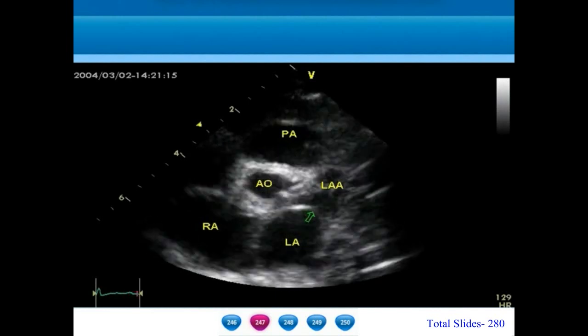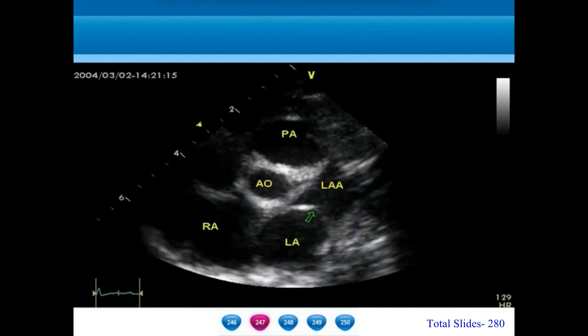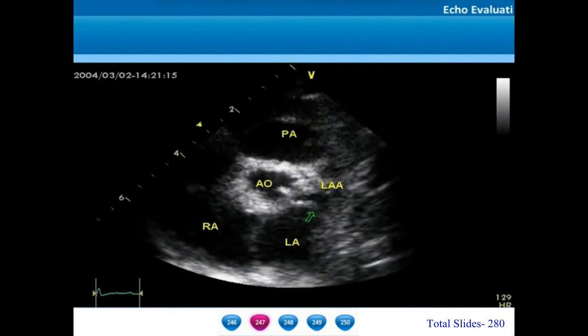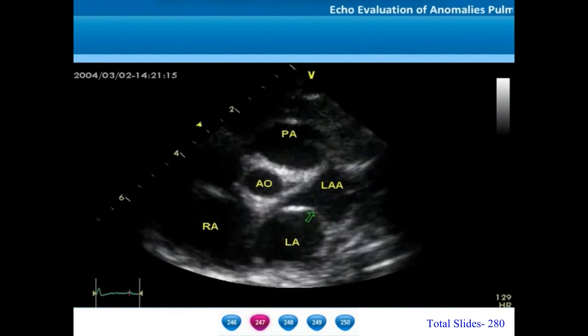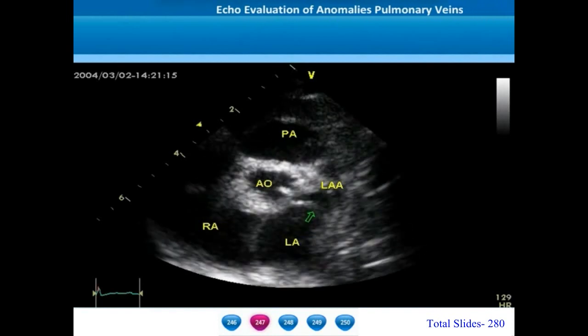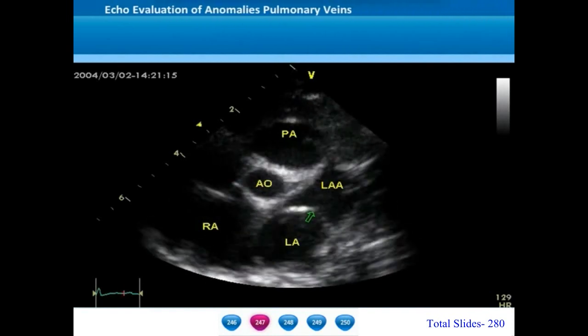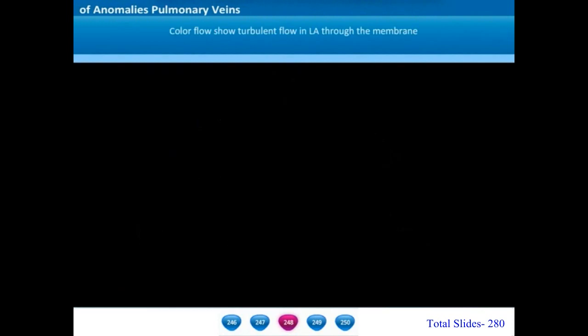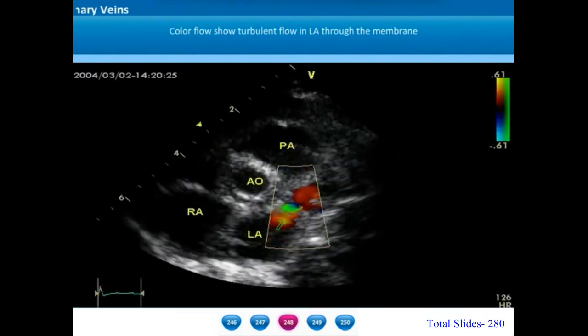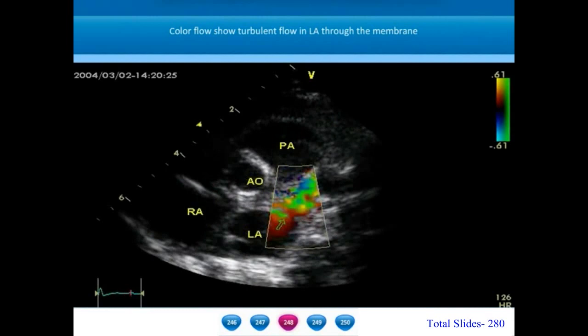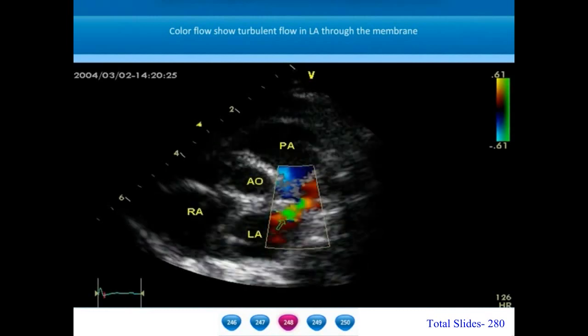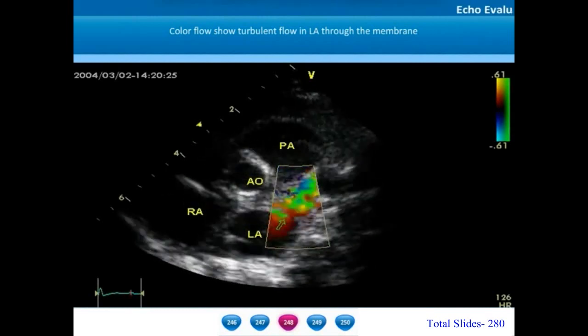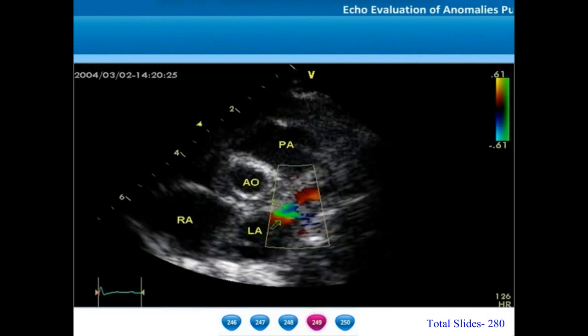In a moving frame of the parasternal short axis view, we are able to appreciate the obstructive membrane very clearly. The left atrial appendage is always seen in relation to the lower chamber of the left atrium. Through the small orifice in the membrane, there is a significant turbulent flow from the upper chamber of the left atrium into the lower chamber of the left atrium. The small orifice in the obstructive membrane in the left atrium is shown by this arrow, and a turbulent flow is seen through that.